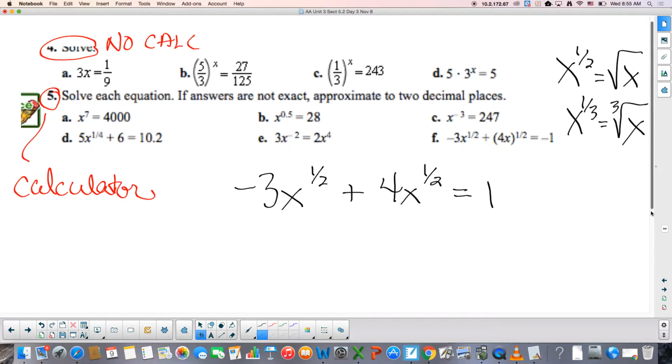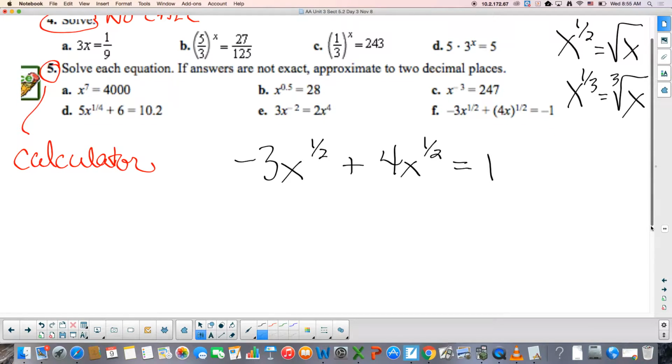So why don't we make a little substitution and make it an easier problem? Why don't we let x to the 1/2, let's call it something different. What do you want to call it? A or Y or what do you call it? Call it star if you want. I can't call it X. X is used. I want to call it Y.